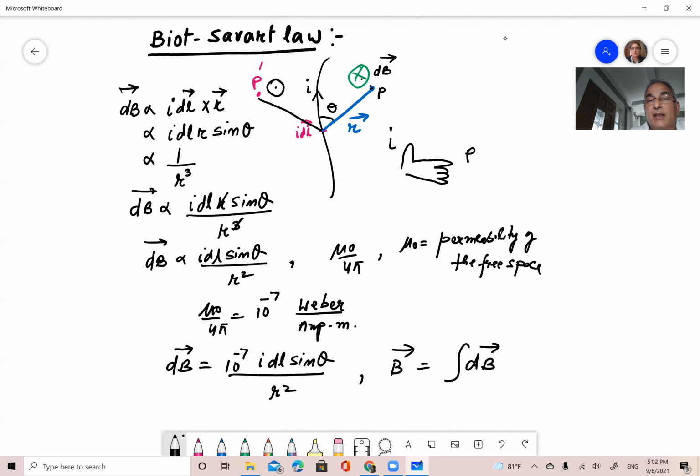To understand the meaning of this cross and dot, go back to my last video where I explained how they are determined and their significance. In the next video, I'm going to talk about the magnetic field produced by a straight current carrying conductor and by various other differently shaped current carrying elements.